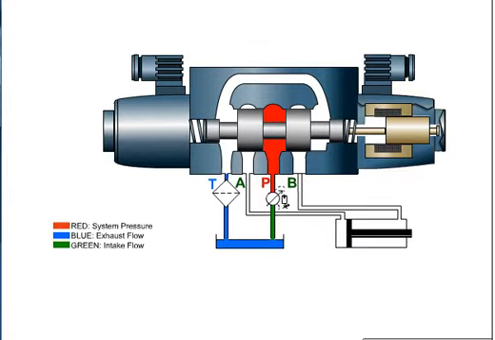A direct-acting directional control valve may be either manual or solenoid actuated. Direct acting indicates that some method of force is applied directly to the spool, causing the spool to shift.